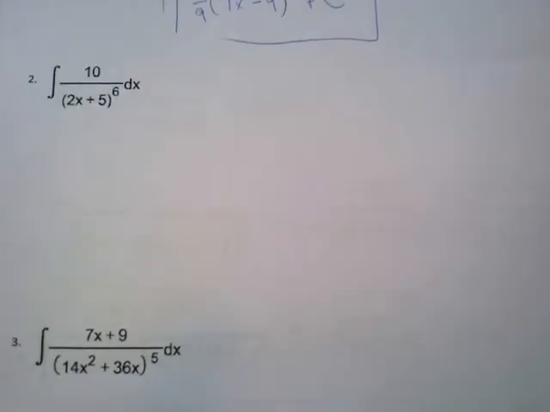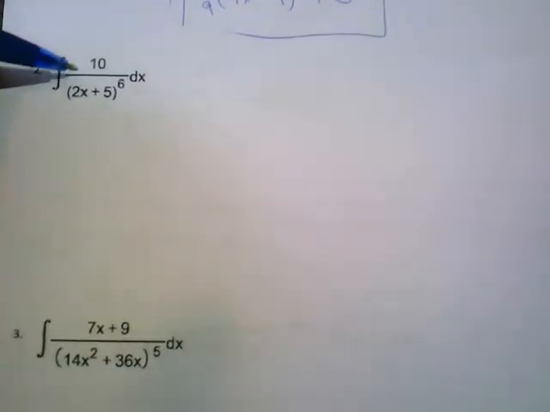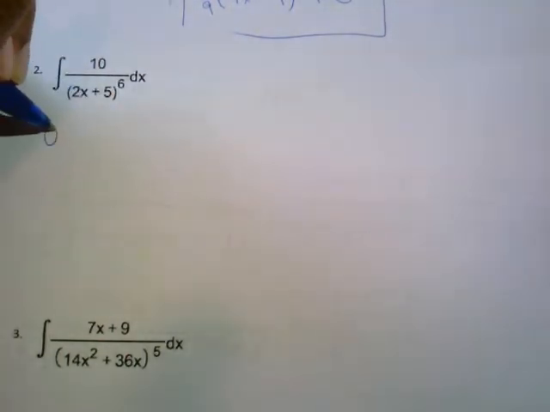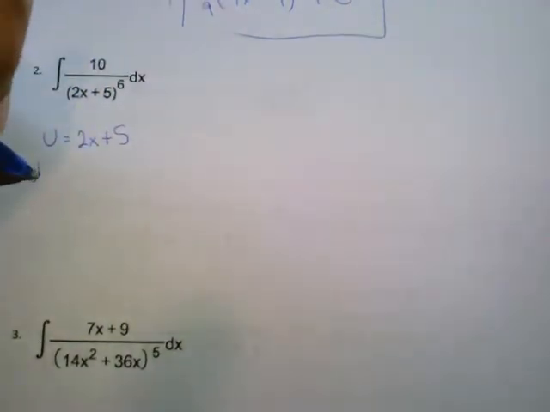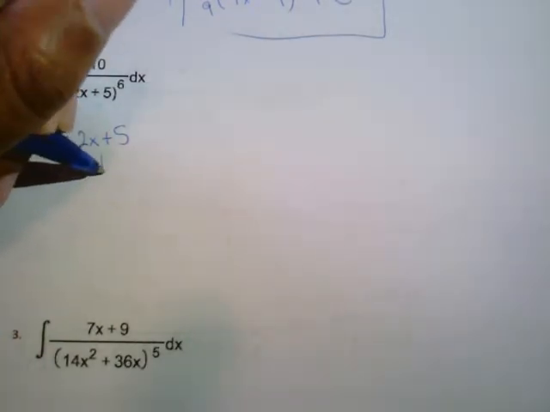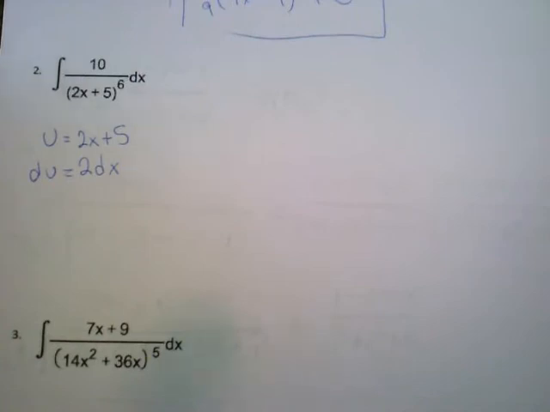Now, for number 2, we have 10 over (2x plus 5) to the 6th power. So here we're going to say u can equal 2x plus 5, so du equals 2 dx. Now, notice that there is no 2 dx in this problem to easily substitute for. This is where it starts to take a little bit of practice to get used to making these substitutions. And as you do more and more, it'll be a little bit smoother.